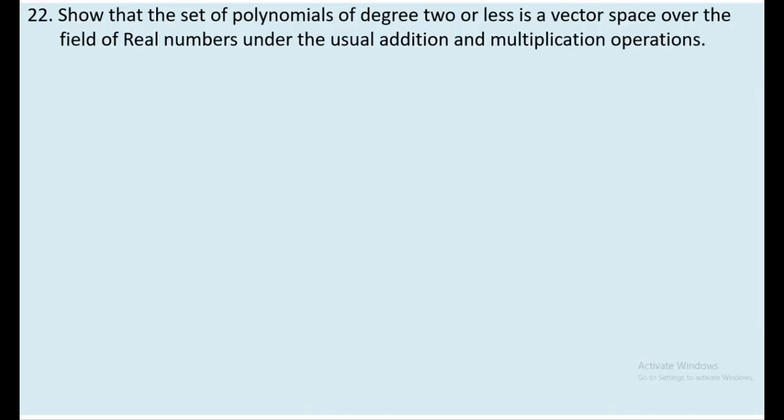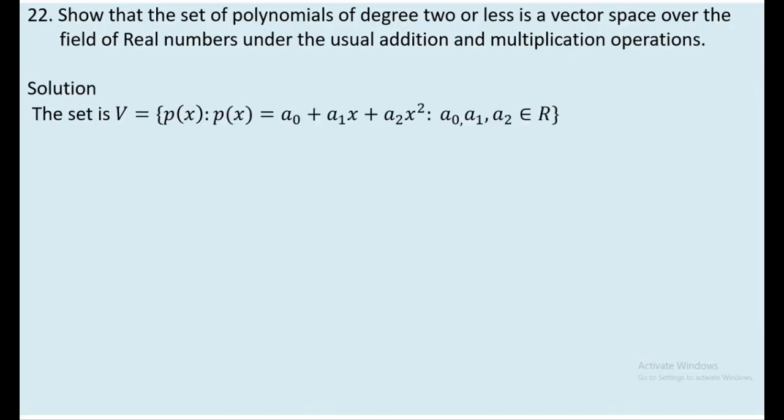So now we are going to verify that the set of polynomials with degree 2 or less is a vector space over the field of real numbers. Basically, students, as you know, in order to say that a given set is a vector space over a certain field, there are 10 things that we need to assure. If our set satisfies these 10 conditions, we can call it a vector space.